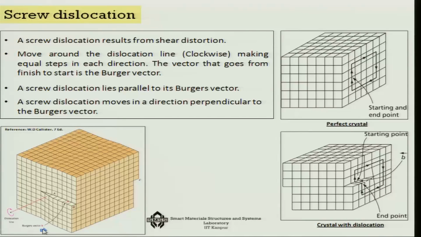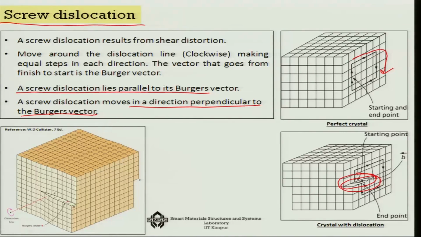You can have a dislocation which is like a screw dislocation, which is something like a shear that is happening in the system. So, if there is something like a shear, once again you can move around the dislocation line clockwise as has been shown here, and from finish to start with the help of Burgers vector, and this Burgers vector, what you will see, is actually parallel to the dislocation in this case. In the last case it was perpendicular to the dislocation, and here it is parallel to the dislocation. So, a screw dislocation lies parallel to its Burgers vector, and it moves in a direction perpendicular to the Burgers vector. So, that is when we have screw dislocations.